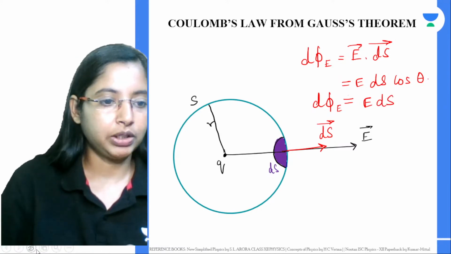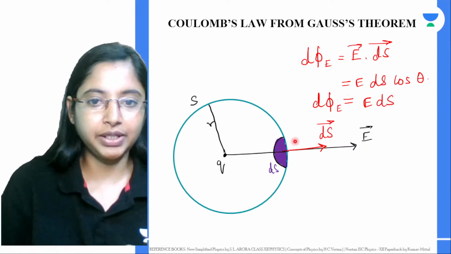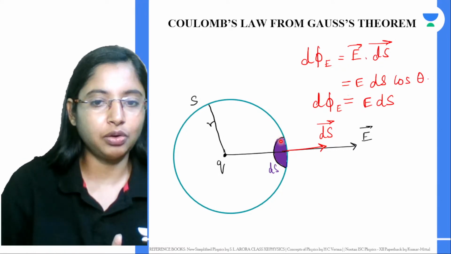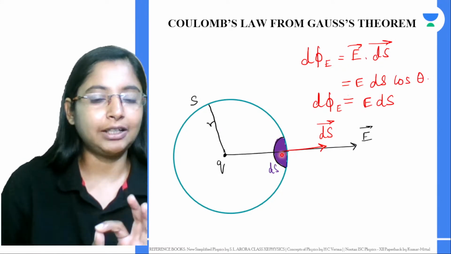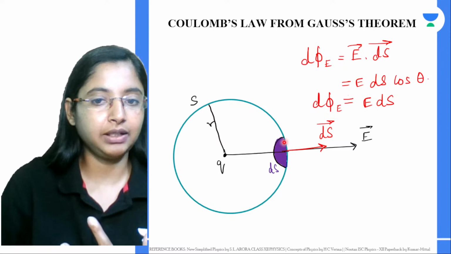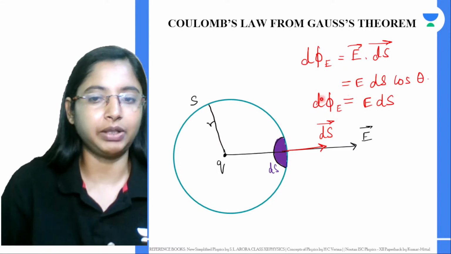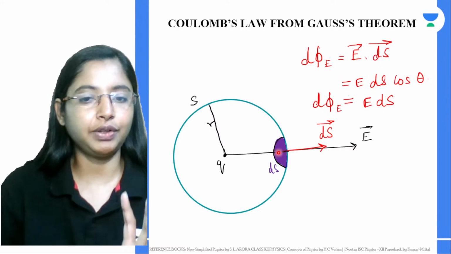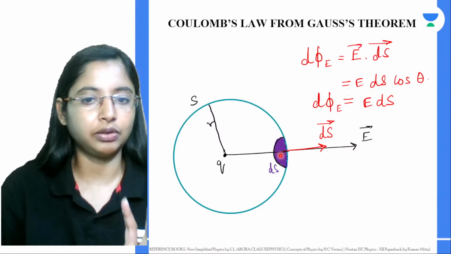Meaning, what is the flux through this particular surface? Flux means how many lines of force are coming out of the small area over here. That will be how many electric field lines are passing through the small area ds. That will be the flux. Okay, this is for this particular area.